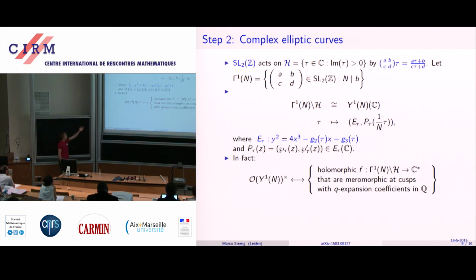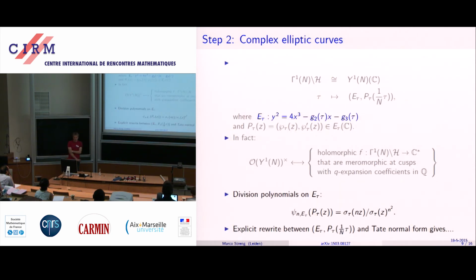And in fact, the group that I'm interested in, the group that I'm talking about in this whole talk, is a group of holomorphic functions from h to c that are nowhere 0, that are invariant under the action of gamma 1 of n, that are meromorphic at the cusps, and whose Q expansion has coefficients in the rationals. So that's the group that we're looking at.